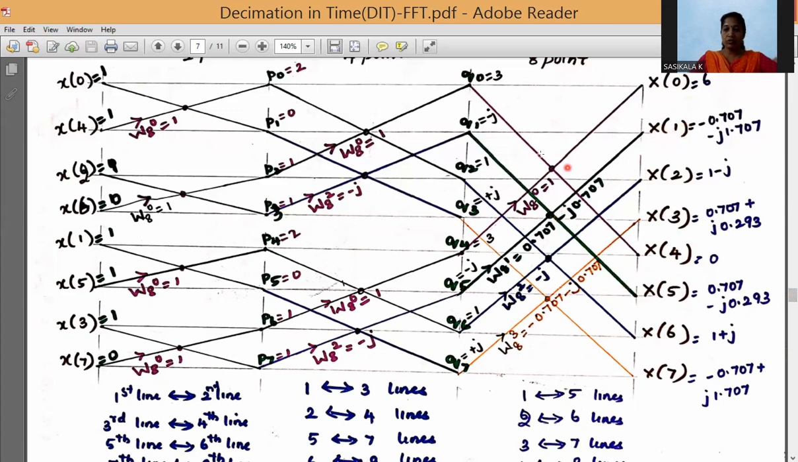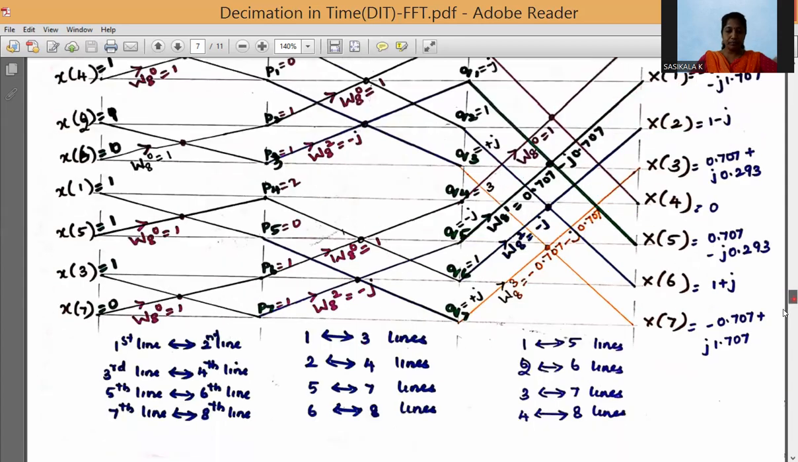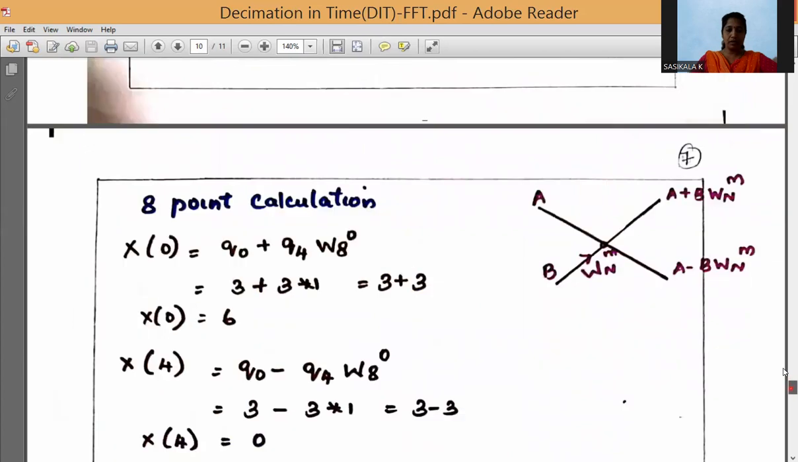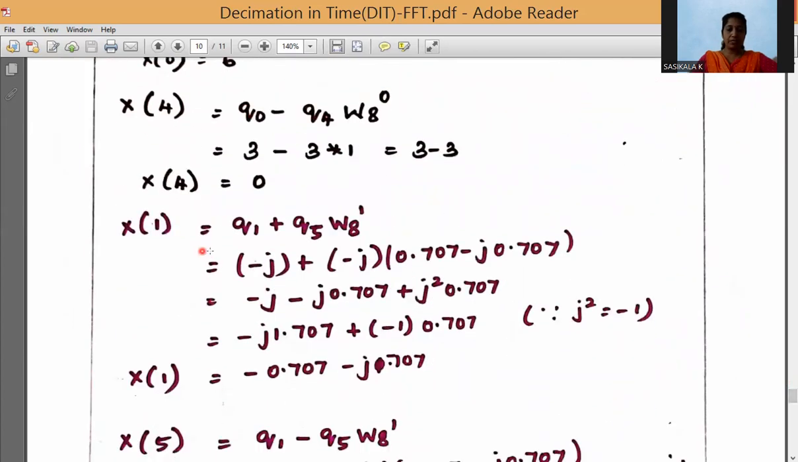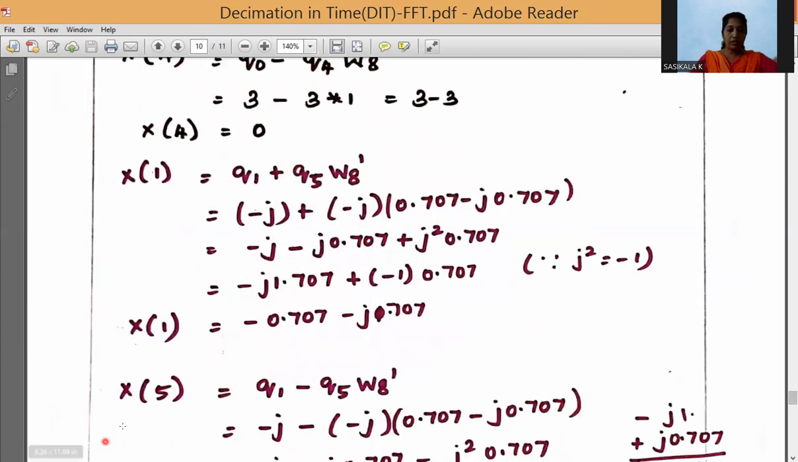x of 1 equals Q1 plus Q5 into W8 power 1, and x of 5 equals Q1 minus Q5 into the same twiddle factor. Listen, the same inputs and twiddle factors I am getting, only the difference is this plus is replaced by minus. Q1's value is minus j. So minus j plus minus j into the twiddle factor value 0.707 minus j 0.707. Now, write this minus j as it is.